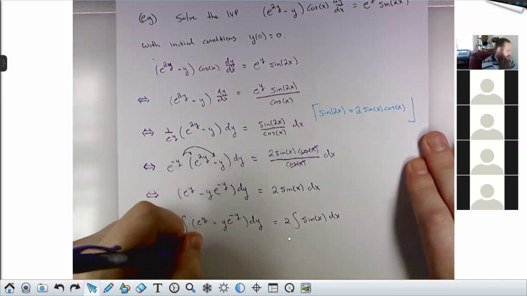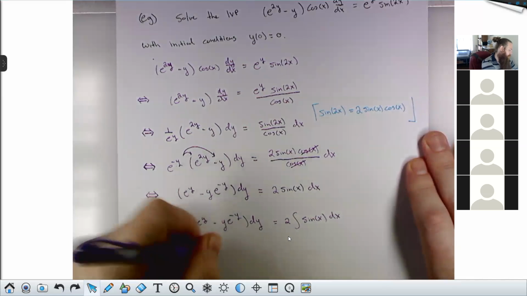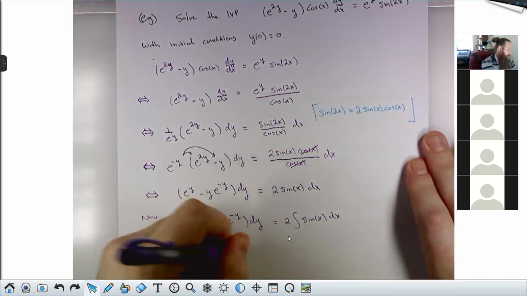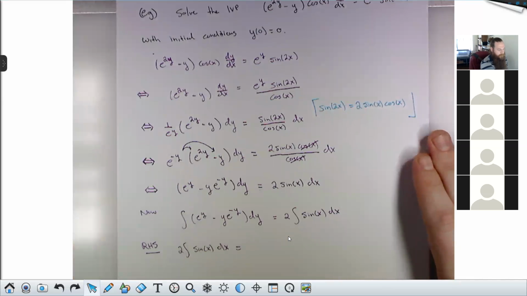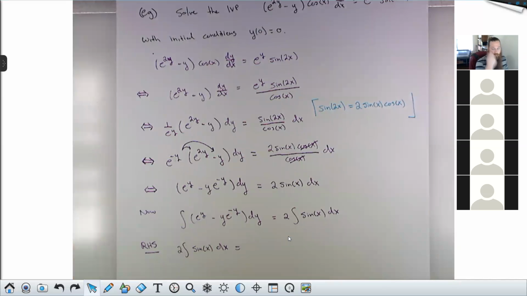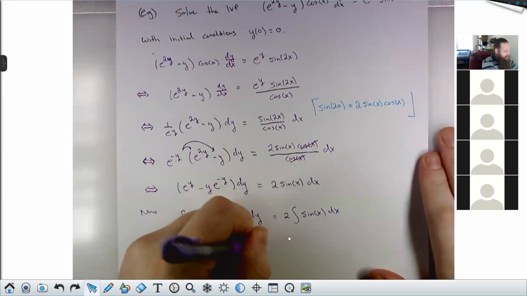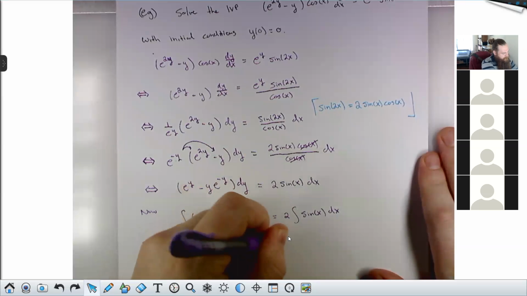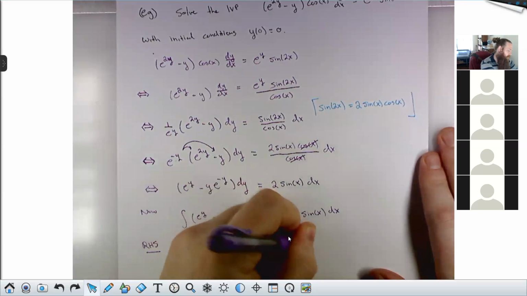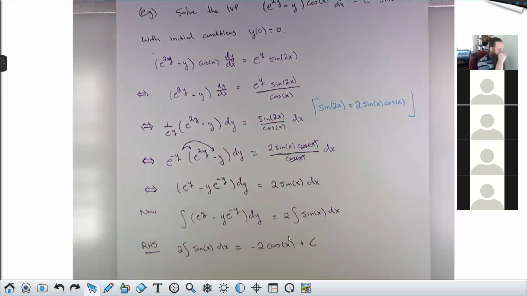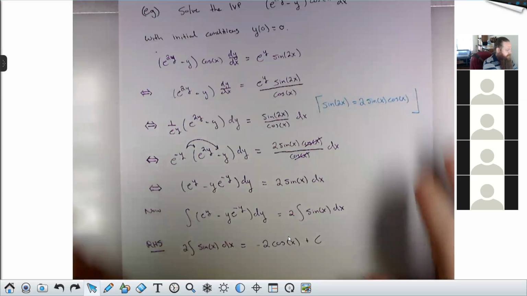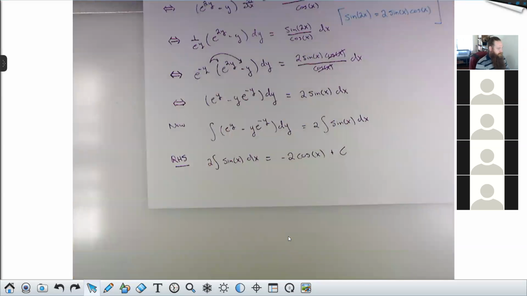the integral of sine x dx is equal to what? What's the integral of sine? Cosine? Or no, negative cosine. Negative cosine. Yeah, we got to remember how the signs work. So this is going to be -2 cos x plus c. And my left-hand side requires integration by parts. So let me continue this on the next page.